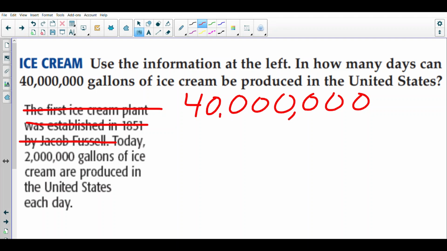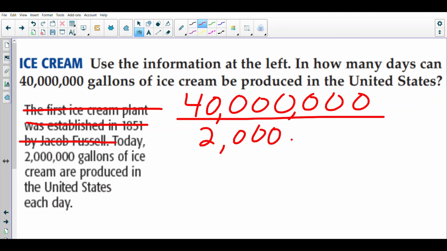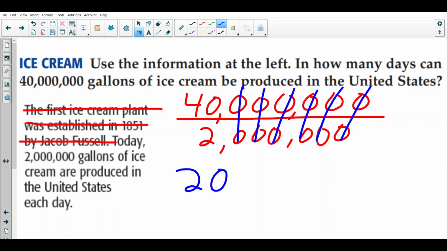Make sure I did this right. And we want to know how many gallons per day. So we got to get rid of the number of gallons, and just so we're left with days. So we have 2 million on the bottom. So then using our math abilities, we can do this really easily. All our zeros will cancel out, and then we're just left with 40 divided by 2, which gives us 20. And so 20 days. It would take 20 days to create 40 million gallons.